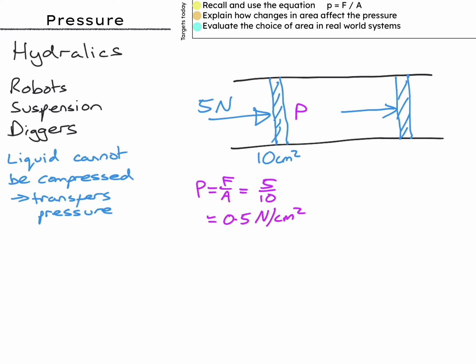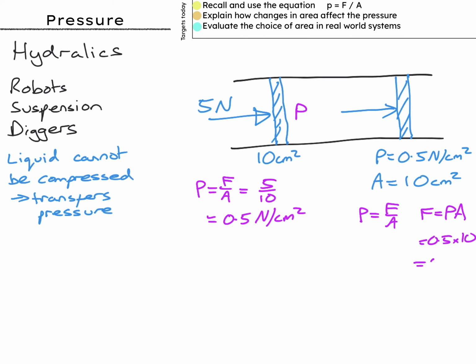Right, so down the other end, the pressure is transferred perfectly by the liquid, and the area is still the same. So we have a pressure of 0.5 newtons per centimeter squared and an area of 10 centimeters squared. So P equals F over A becomes F equals PA equals 0.5 times 10 equals 5 newtons. The liquid at this end will push with a force of 5 newtons.